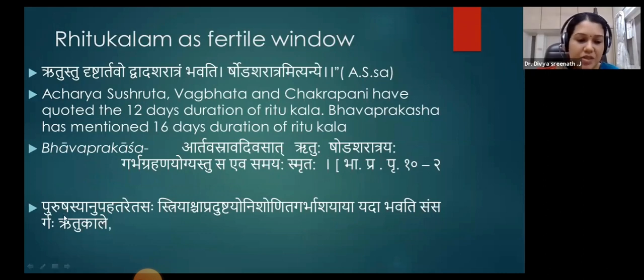Another reference in Charaka Samhita is mentioned as Purushasya Anupahata Retasam, Striyam cha Apradushta Yoni Shonita Garbhasya Bhavati Samsarge Rutukale. Here also Rutukala is mentioned. That is, a male without any deformity, with normal semen parameters, and a female with a normal menstrual cycle: if they have regular contact in the Rutukala, there is more chance of getting pregnant. So Acharya mentions Rutukala itself as a fertile period, as a fertile window.